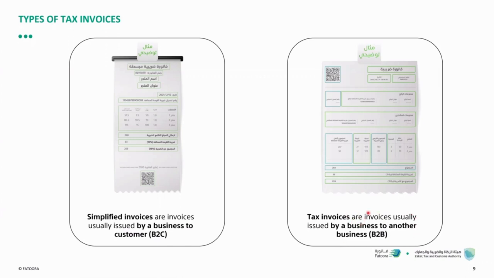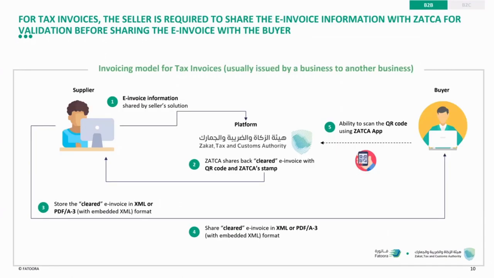Now, looking deeper into the B2B and how the workflow would look for the integration phase. So basically, the supplier has to generate the invoice locally in their machine, and then they have to send it to the ZATCA platform. The ZATCA platform in return is going to clear the e-invoice and then generate a QR code and a stamp on the invoice itself, and then send it back to the supplier.